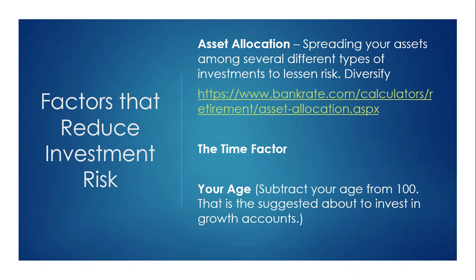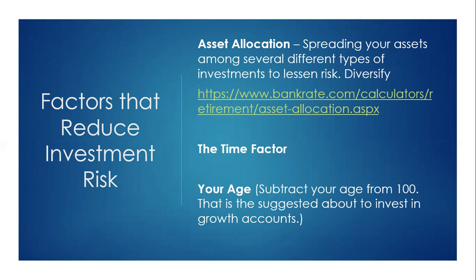So that's asset allocation. I have a link here for bankrate.com, which is a super helpful site for several things, mortgage calculators. Here, this is a calculator that will help you to see, from when you retire, what your asset allocation should be. So how much you should put in bonds, how much you should put in stocks and things like that. So you can play around with that if you'd like to research that on bankrate.com.